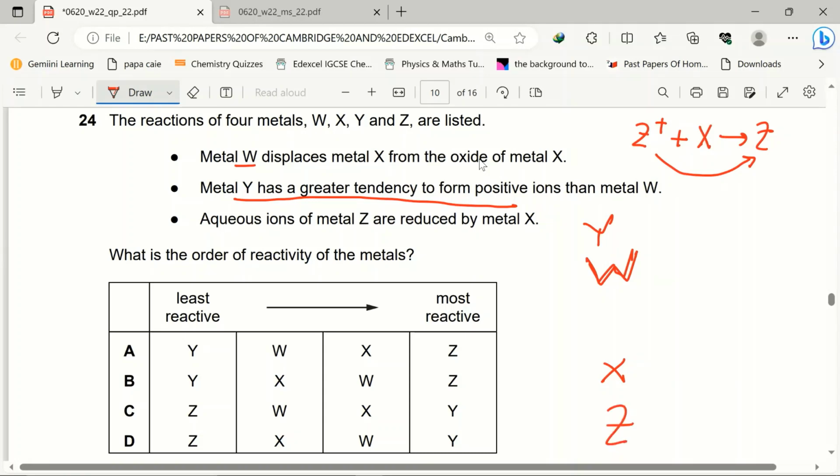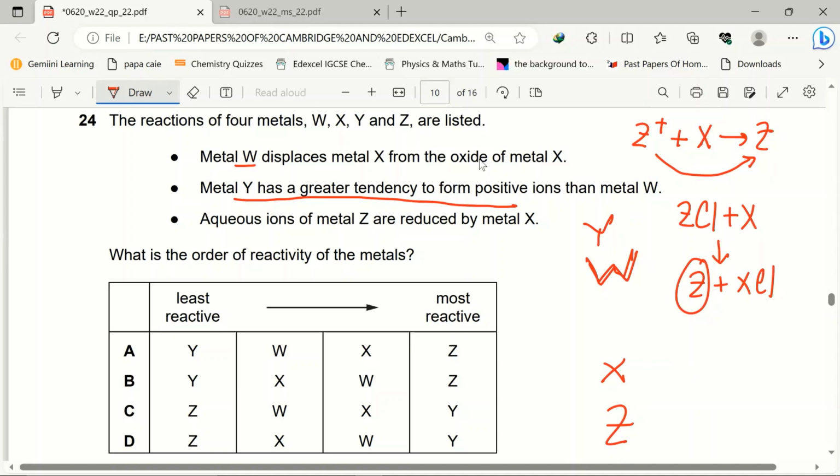So I'm saying this again, aqueous ions of metal Z. If it is an aqueous ion, for example zinc chloride, Z chloride plus X, then what will form? Z plus XCl. Do you understand? So Z is displaced. Who displaced Z? Definitely X. So X is more reactive than Z. That's why X is able to displace Z from Z chloride. So that is how it happens.